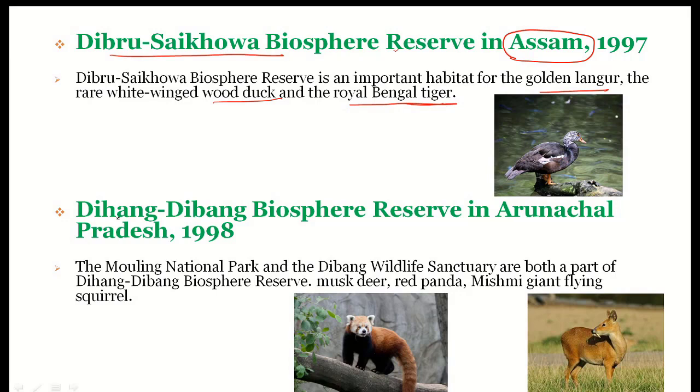So next is Dihang and Dibang Biosphere Reserve, which is in Arunachal Pradesh. It was established in 1988. You can see national parks like Mouling National Park and Dihang Wildlife Sanctuary within this Biosphere Reserve, and it's a protected area for musk deer and red panda.